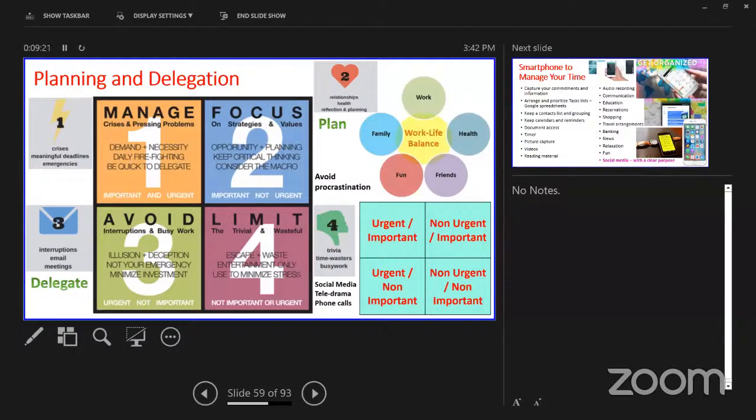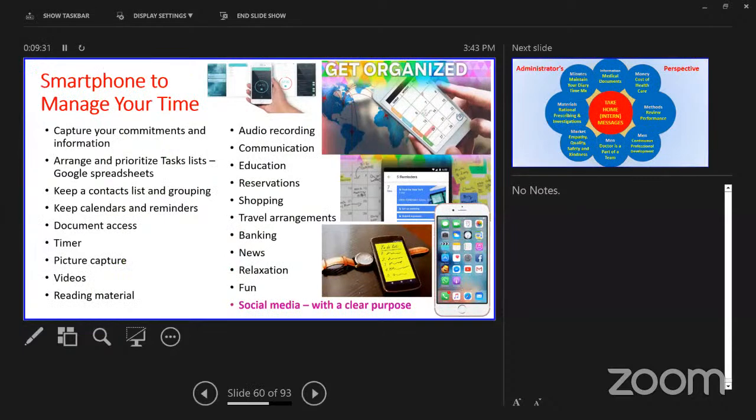There are heaps of non-urgent, non-important things. Limit them as much as possible. So this is how you can plan your time during the internship. And especially now you are using a lot of smartphones. Use your smartphones to manage your time rather than considering it a time waste.